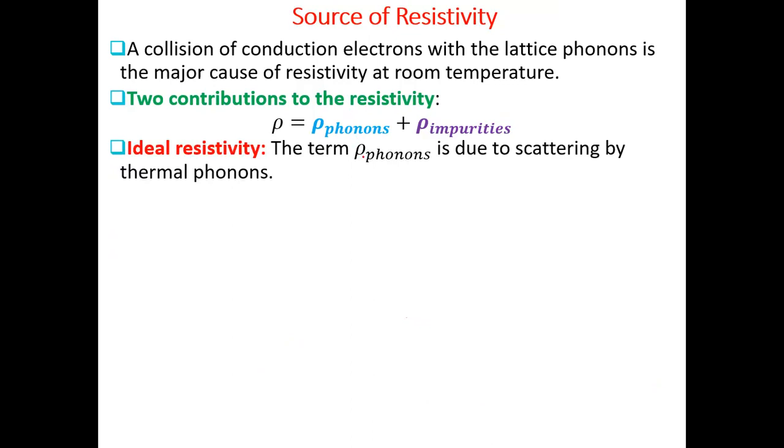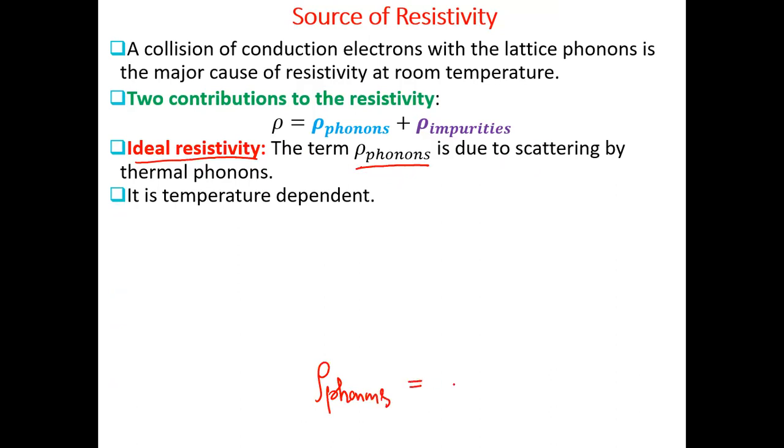तो जो पहली टर्म है इसमें, the resistivity due to phonons is called ideal resistivity. So this is due to scattering by thermal phonons and obviously it will be temperature dependent, rho phonons is a function of temperature, because jitna hum temperature increase karenge metal ka, to jo atoms hain wo utna zyada frequency ke sath oscillate karenge, utne zyada vigorously oscillate karenge, and the collisions of electrons with the constituent atoms will be more, so that will increase the resistivity. So this is temperature dependent.